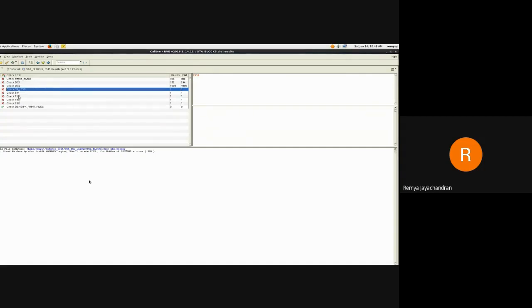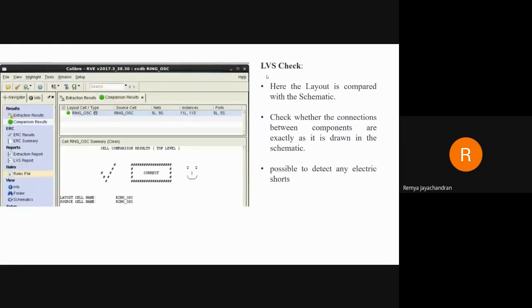So in this, the density errors you can neglect at this point, and you have to remove all other errors in the DRC check. Once it is ready, then you can go for the LVS check, where we are comparing the layout with the schematic. The Calibre tool itself, we can do the LVS check.